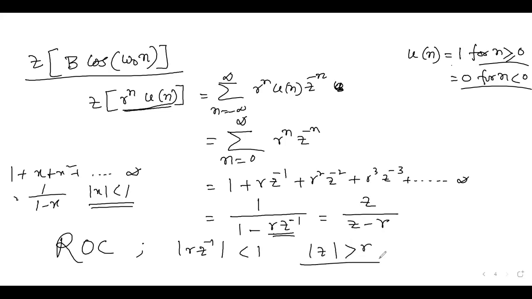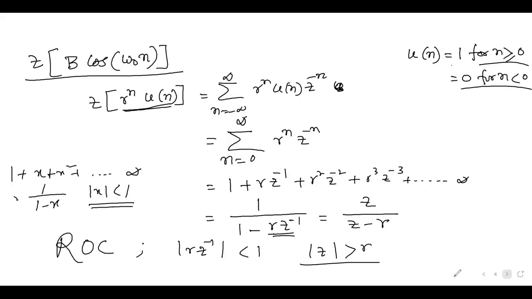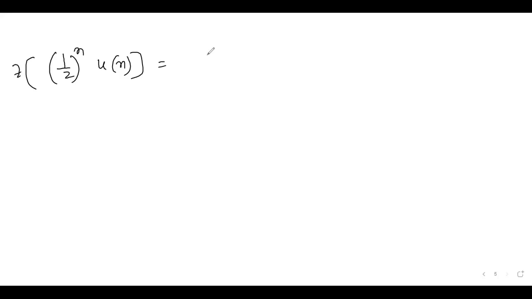Simple. So if someone asks you in an exam to find the Z transform of half to the power n un, it is simple, isn't it? We know the formula, this is Z by Z minus what? That means this is Z by Z minus half. And what will be the region of convergence? That should be mod z greater than half. That means this will be the value.